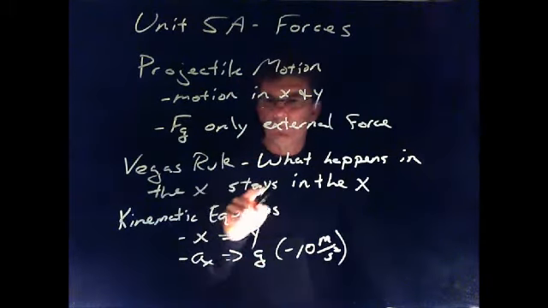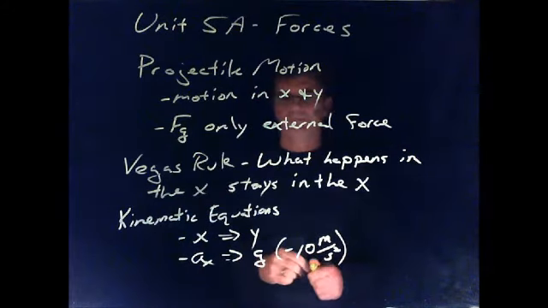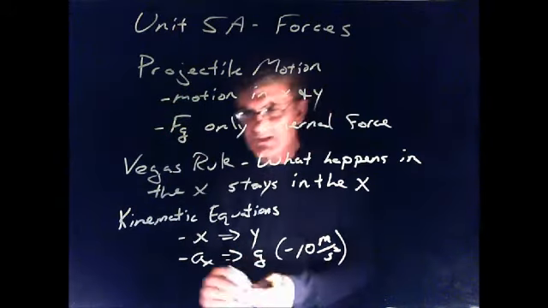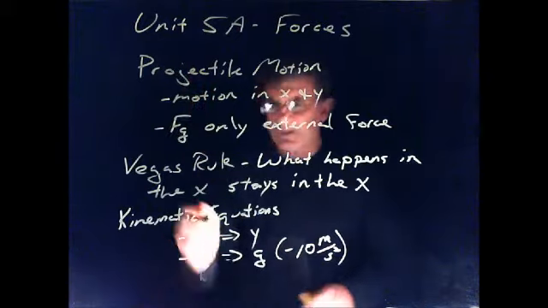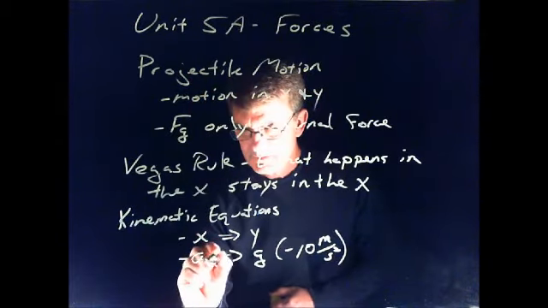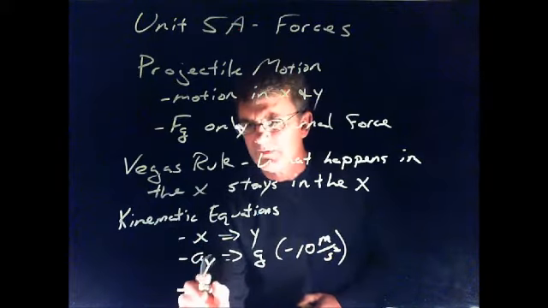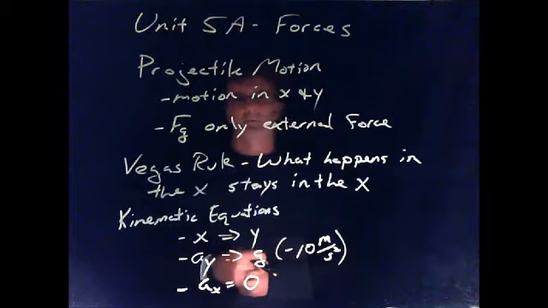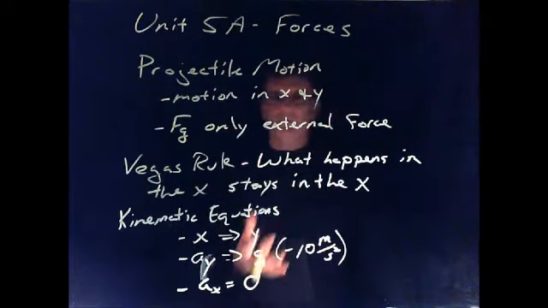Now, oh, I just screwed it up. I said the acceleration in the x. There is no acceleration in the x. It's the acceleration in the y, because g is up and down. I messed that up big time. The acceleration in the x is 0. And so, there is no acceleration in the x.